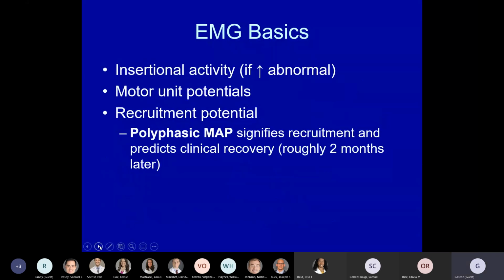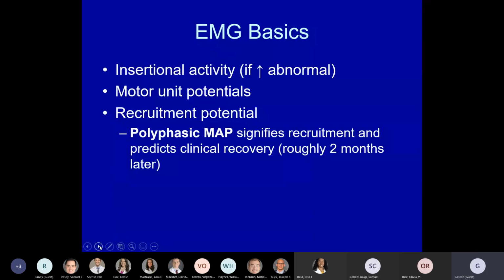There we go. EMG basics. Insertional activity is when you put the needle in and the muscle quivers a little bit. If you see increased insertional activity, that's abnormal. Polyphasics are good. Basically, everything else on EMG is bad, but polyphasics are good. So remember, polyphasics means muscle recovery.